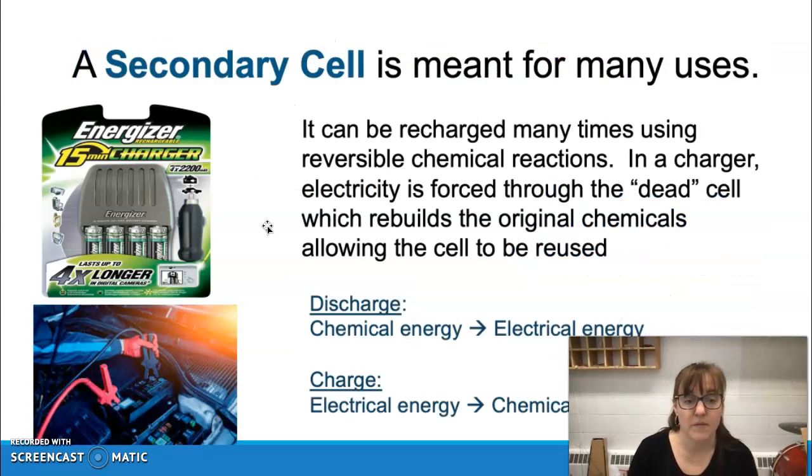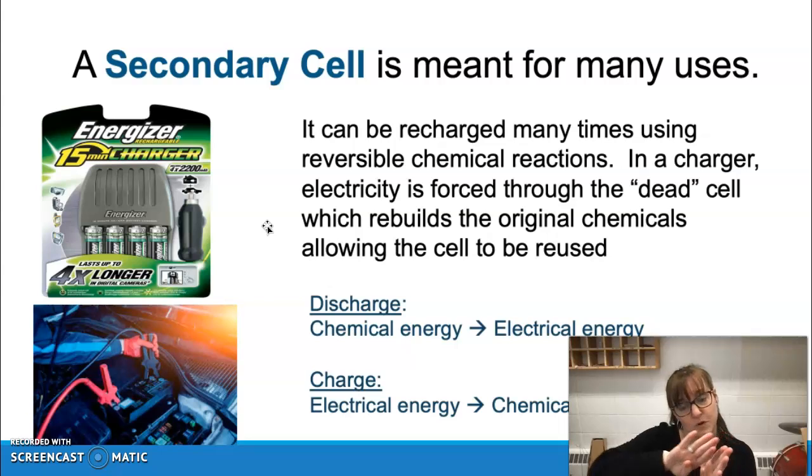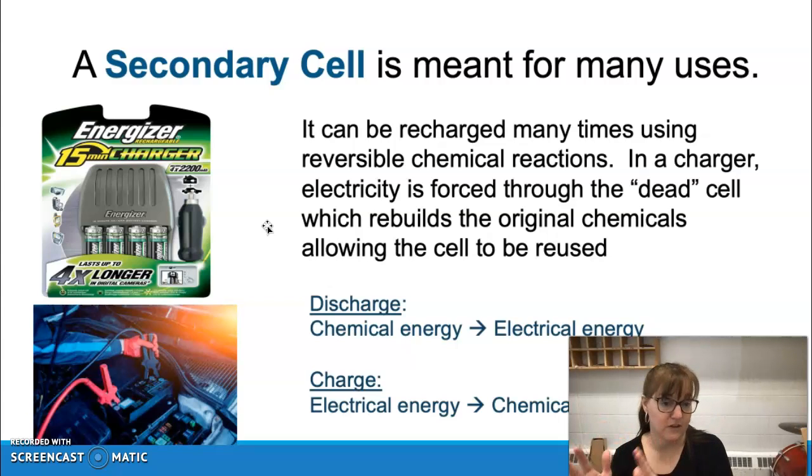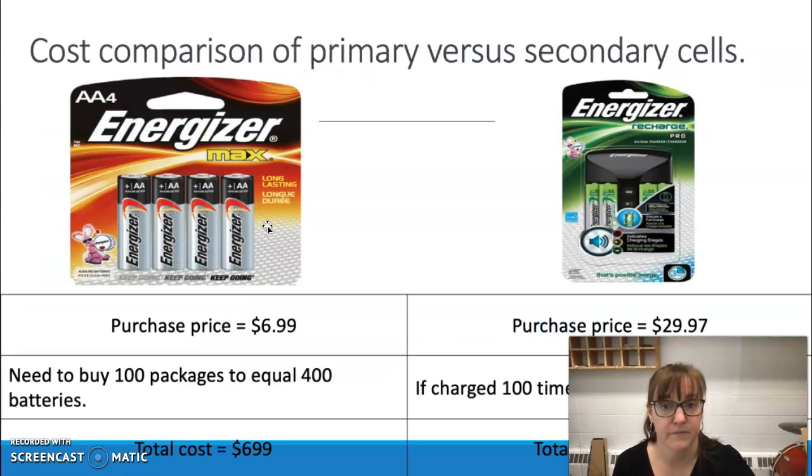Secondary cells are meant for many uses. So these are our rechargeable batteries. What happens is they've got the same chemical reaction inside, well, slightly different. And then they actually use electricity when you put them into the charger to move that chemical reaction back, or reverse it. So they reverse that chemical reaction and get their chemical energy back. You start out with all batteries with your chemical energy and you turn it into electrical energy. But when you are recharging your battery, you take the electrical energy and turn it back into the chemical potential energy that you had before.